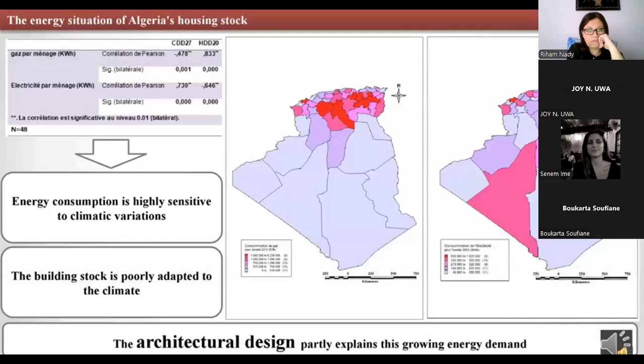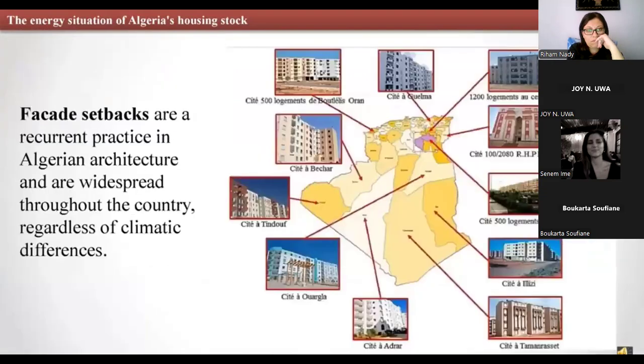Now we can ask our question. The architectural design partly explains this growing energy demand, and here the facade setbacks, which are really a recurrent practice in Algerian architecture and are widespread throughout the country, regardless of the climate differences, as you can see here from this figure.